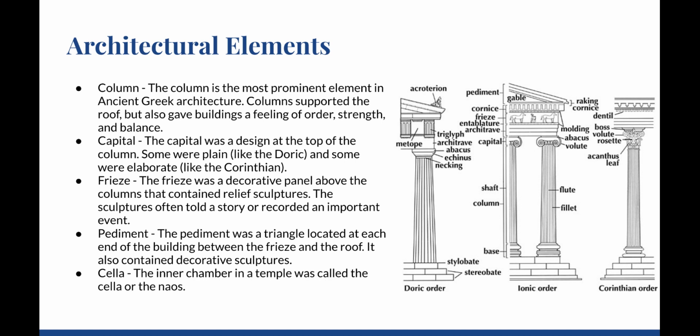The capital was a design at the top of the column. Some were plain like the Doric and some were elaborate like the Corinthian. The frieze was a decorative panel above the columns that contained relief sculptures. The sculptures often told a story or recorded an important event. The pediment was a triangle located at each end of the building between the frieze and the roof. It also contained decorative sculptures. And lastly, the inner chamber in the temple was called the cella or the naos.